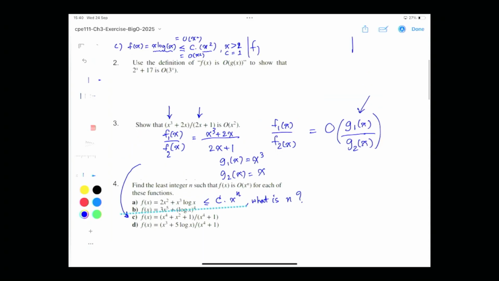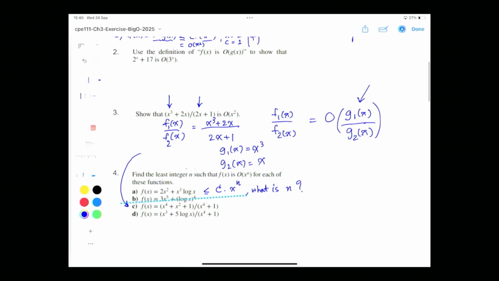And then for problem number 4, we have to find the minimum value of n so that it would give the closest approximation of the function f(x).